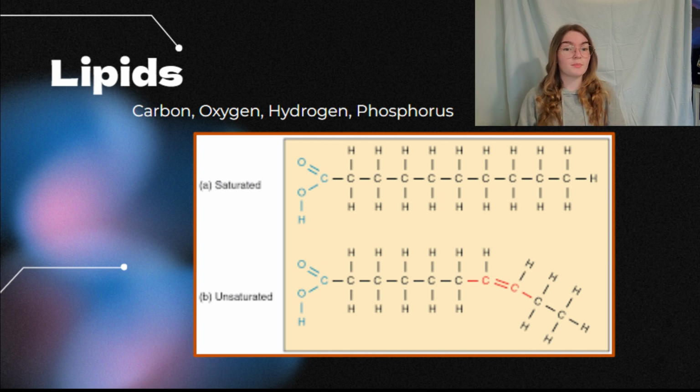Unsaturated is double bonded carbon. It's found in plant oils, and it has a bent structure. This is a liquid at room temperature. It is important to note that both saturated and unsaturated fats are nonpolar, so they do not dissolve in water. Your blood, which is mostly made of water, cannot dissolve these fats.